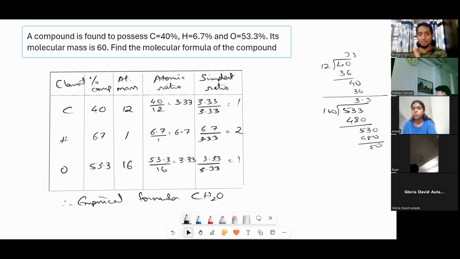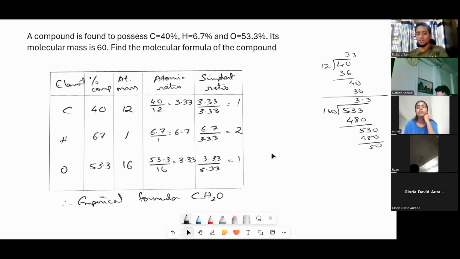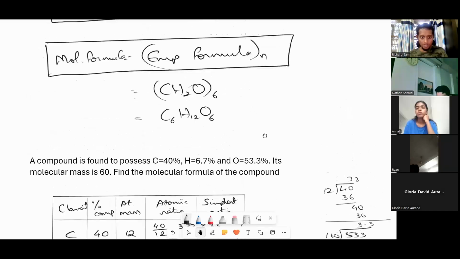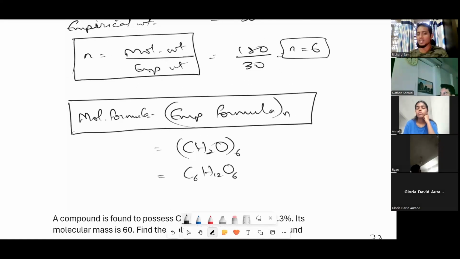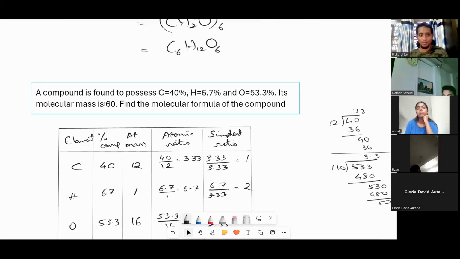Now the question is saying find the molecular formula. We have written a few formulas here. We have the empirical formula. To find the molecular formula, we need to multiply with n. How do you get this n? To find n, it is molecular weight divided by empirical weight. Now in the question, they have given the molecular weight.